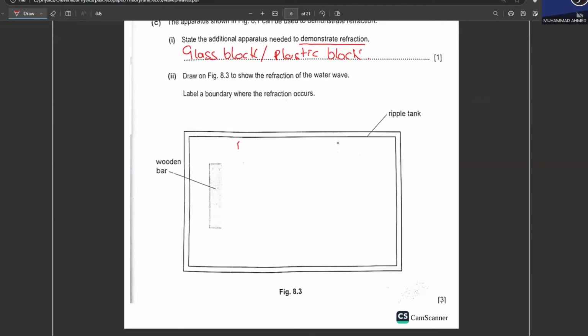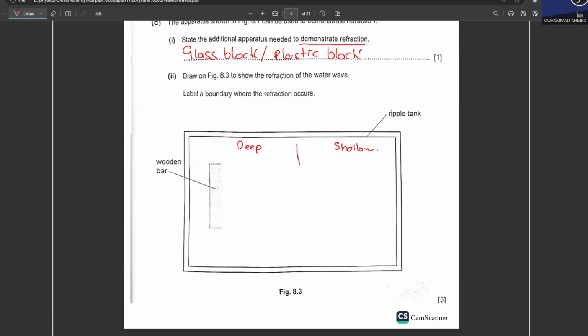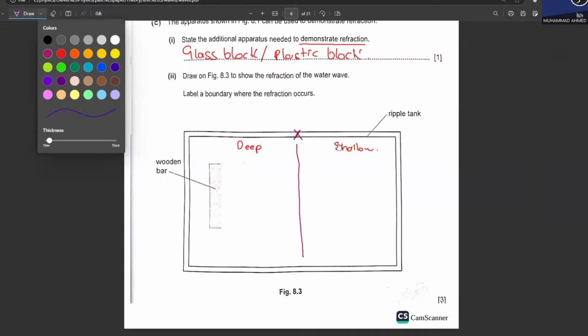What you can do is you can label that this is the deep region, this is the shallow region. Okay. And let's also mark a boundary here. Let's say this is your boundary. Let's label this as X. You will make all of this with a scale, but since there is no option for scale here, and since I'm lazy as well, I'm not drawing it with scale.